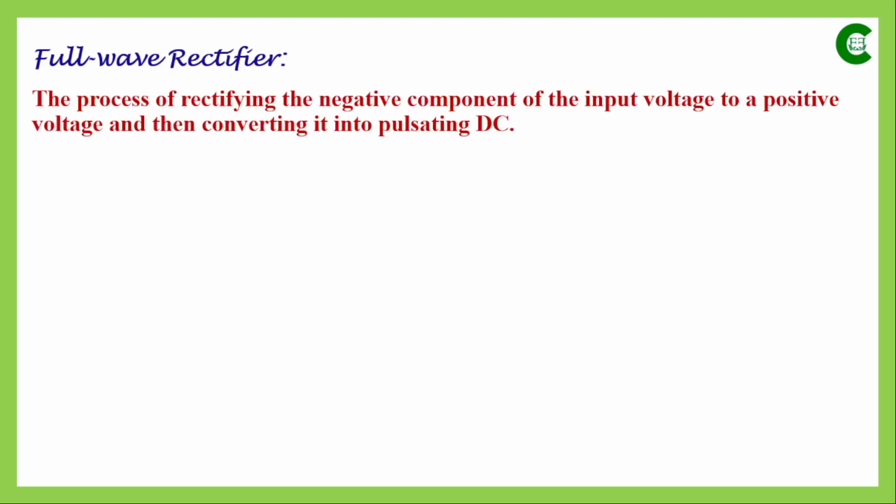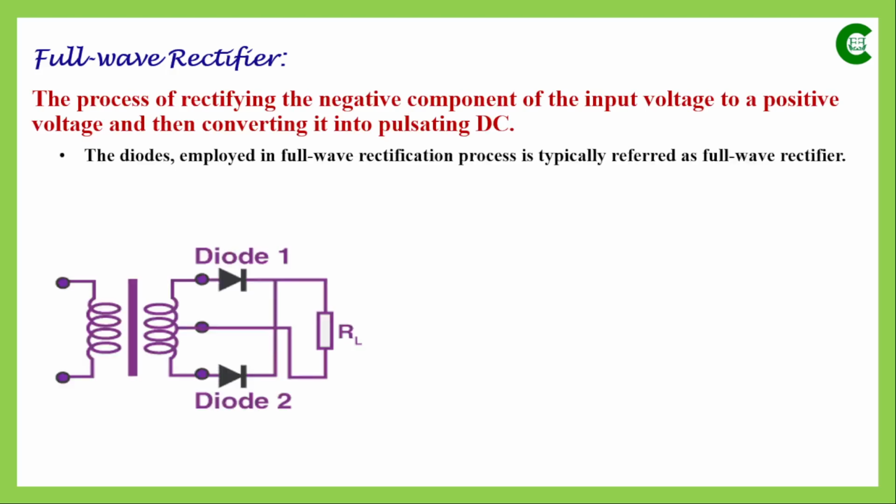This is a process where positive half cycles will remain positive in the output, and the negative half cycles of the input signal or waveform will also be converted to positive half cycles, and in the output we'll be getting all the positive half cycles. So this is what we understand by full wave rectification.